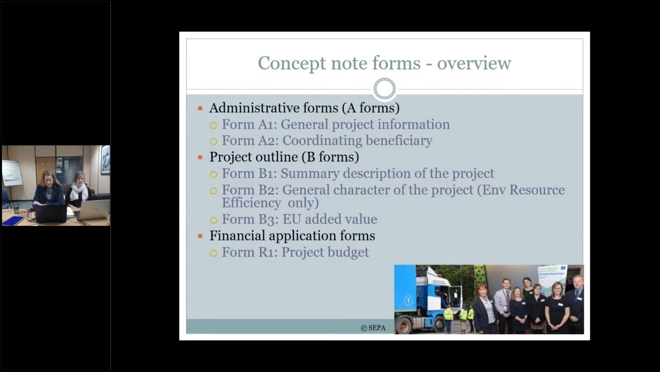So this is an overview of the forms you have to fill in. The forms are the same as they have been last year. And they are basically a shortened version of the final application forms. So you have the A forms, the administrative forms, B forms, which is the outline of your project, and then one financial form, the R form.